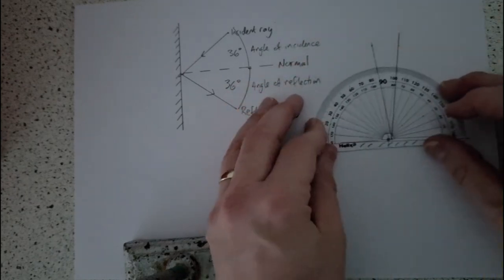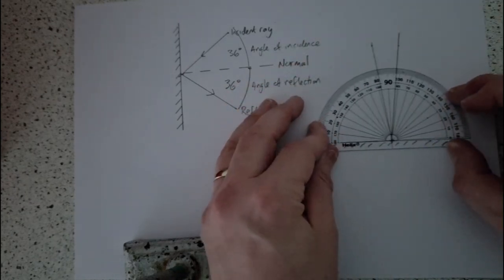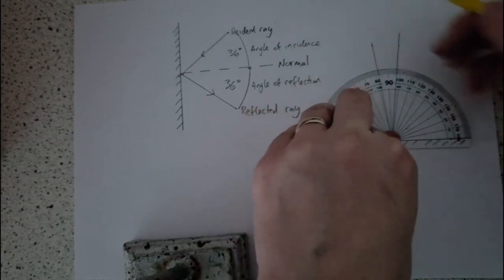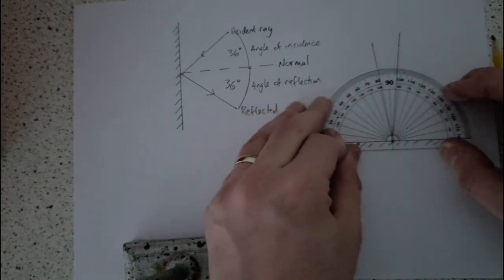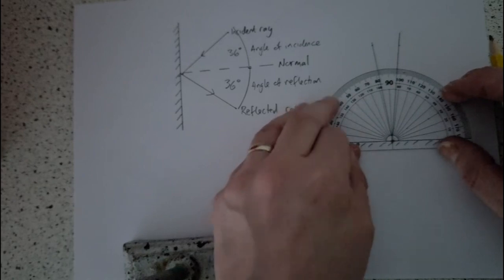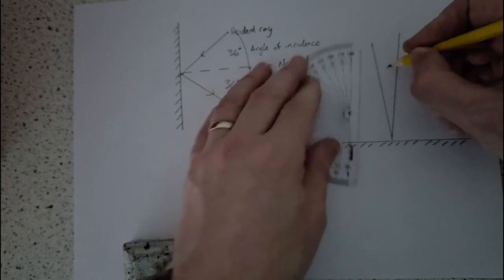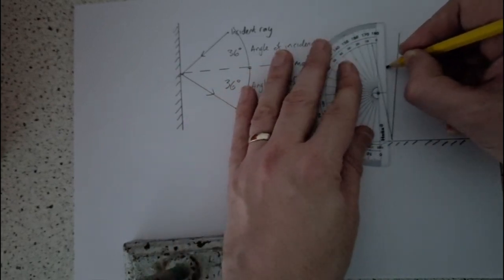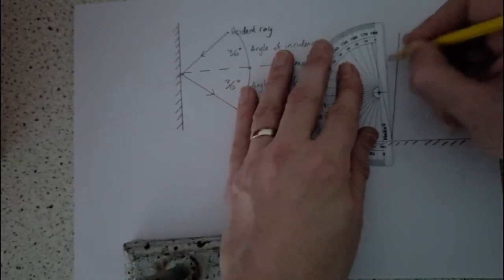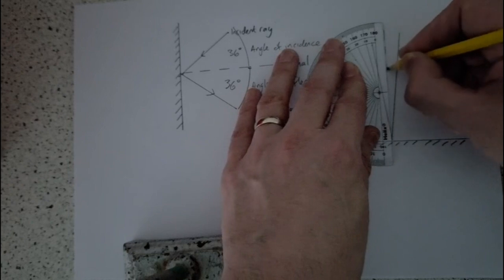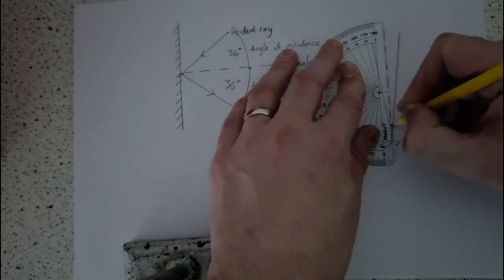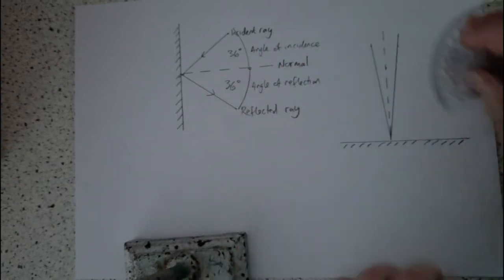I need to find my normal, which is at 90 degrees to the surface of the mirror. So again, I need to measure this part very carefully, otherwise I'll end up with the wrong measurements. Literally a millimetre out would ruin my results. I put a dot so I can draw my normal, which is my dotted line perpendicular to the surface. Here it is.